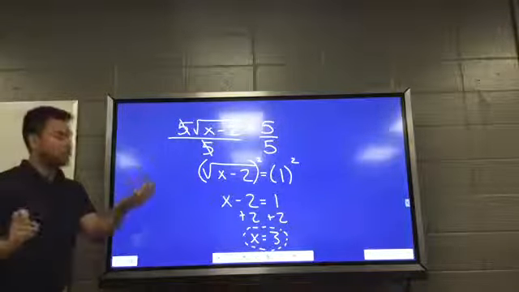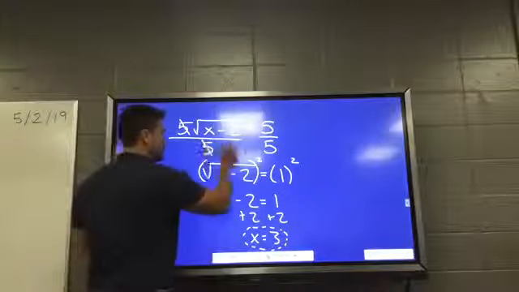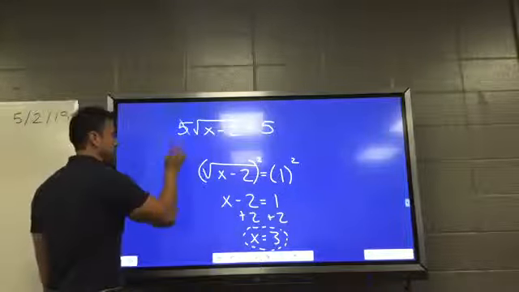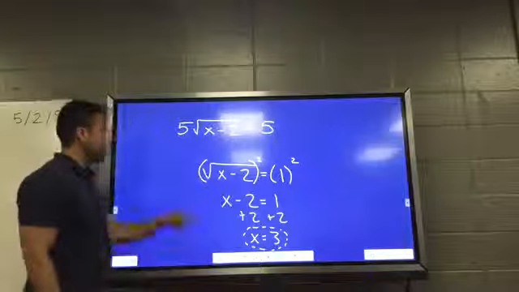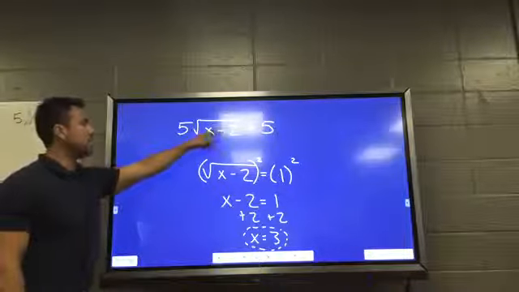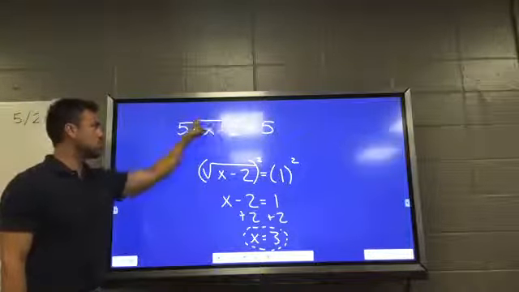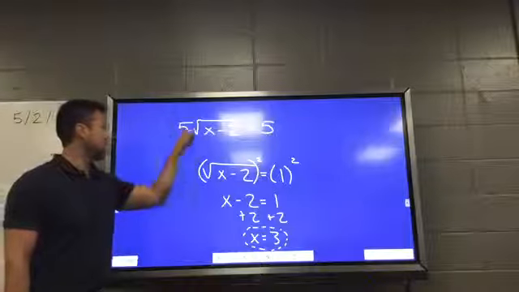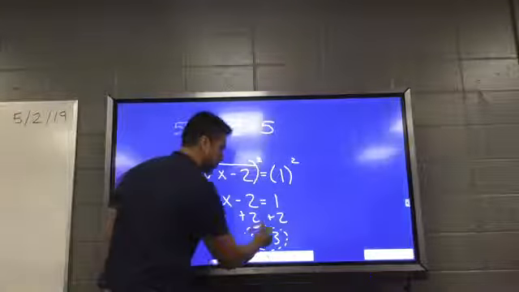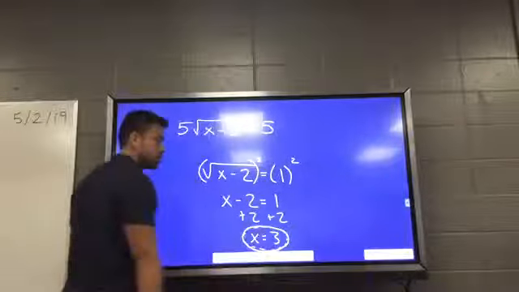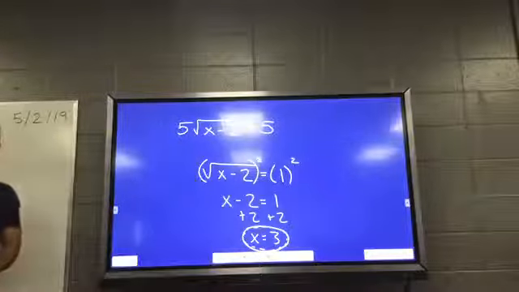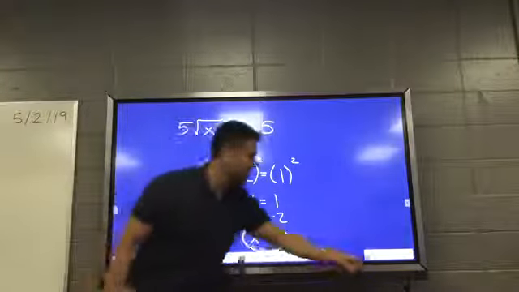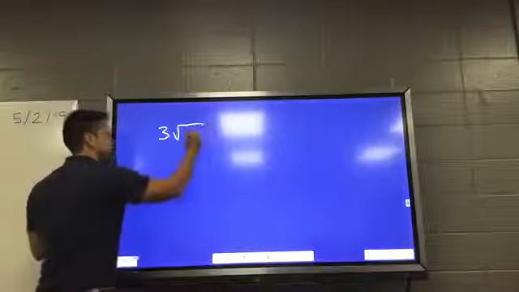Hold on though, because I want to make sure everyone's getting it. This is the original problem. What's 3 minus 2? 1. What's the square root of 1? 1. Times 5? 5. So I got it. This has to be the right answer. That's the gist of the lesson today, and tomorrow, for that matter. But then you get ones that are not as simple.